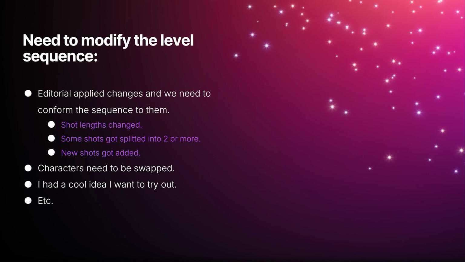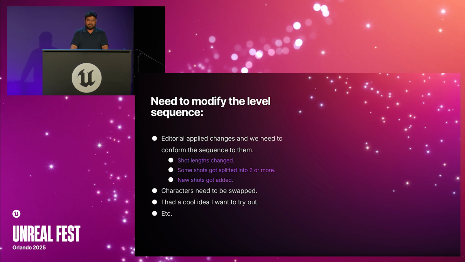Or maybe new shots get added. Maybe one character now doesn't need to be there. Or maybe the artist just had a new idea that they want to try out and want to show to someone. There are many cases. So the question now is, how do we start doing that? How do we tackle them? And more importantly, without messing up everything that we already have.